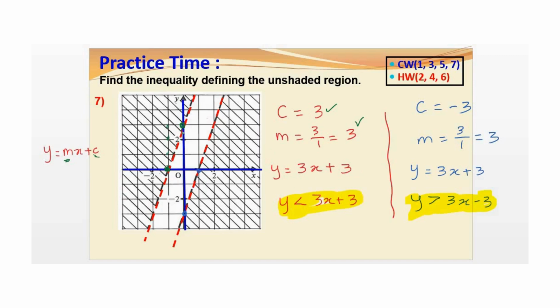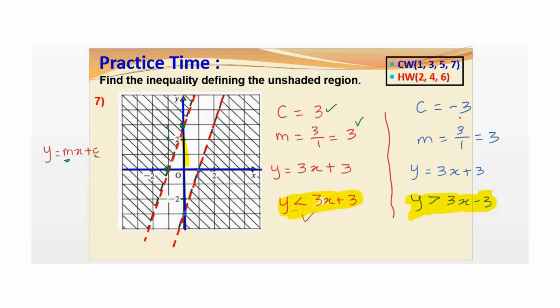Now from the y-intercept, I can see the lower values where my cursor is moving right now. I will show you here. The lower values are unshaded. That's why you will say y is less than 3x plus 3. And why not less than or equal to? Because it's a dotted line.